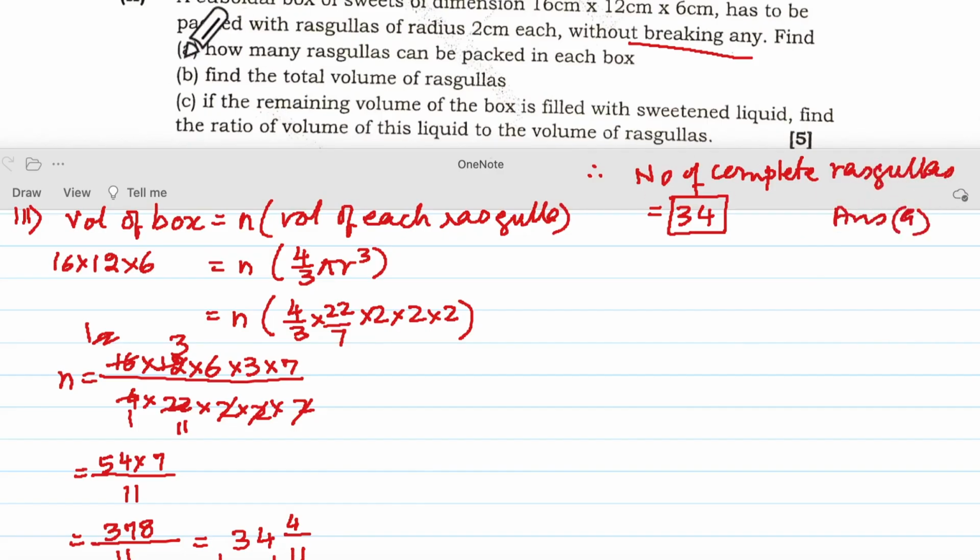Did you understand how you are being tricked over here? Without breaking any. Okay. Let's come to the B part. Find the total volume of rasgullas. Now total volume of rasgullas will be equal to, now how many rasgullas will I have to take now? 34 only.